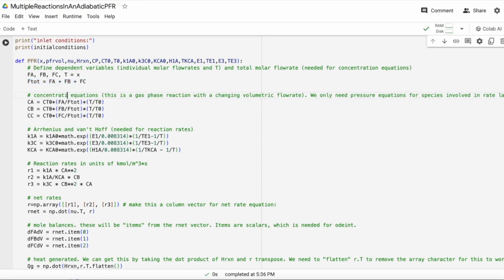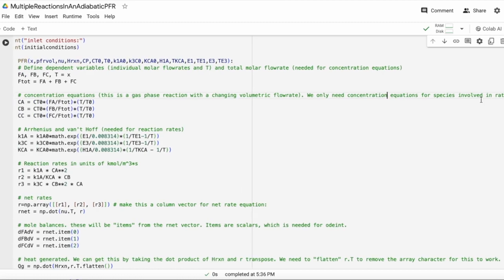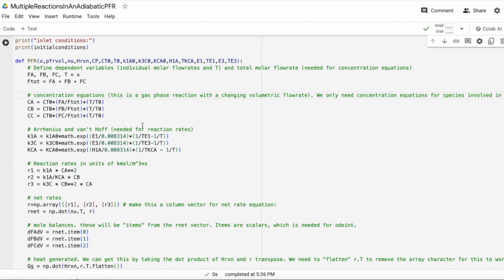Next, I have my concentration equations. This says pressure. You can ignore that. That's just a typo. This is a gas phase reaction with a changing volumetric flow rate. We hence need concentration equations for all the species that are involved in rate laws. That's all of them. And the form I'm going to use is this CT naught times the mole fraction of the species at whatever PFR volume we're at. And since this is a non-isothermal reaction, I also have to scale by this temperature term. So these are my concentration equations for this non-isothermal PFR.